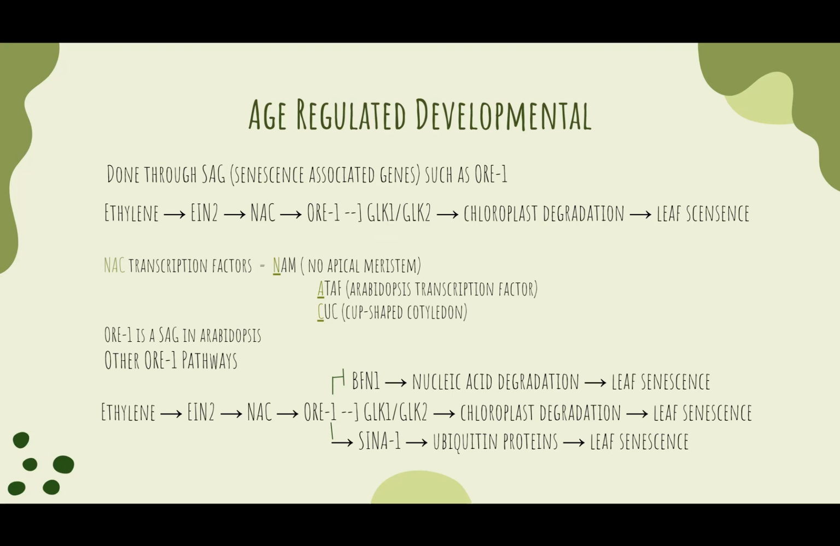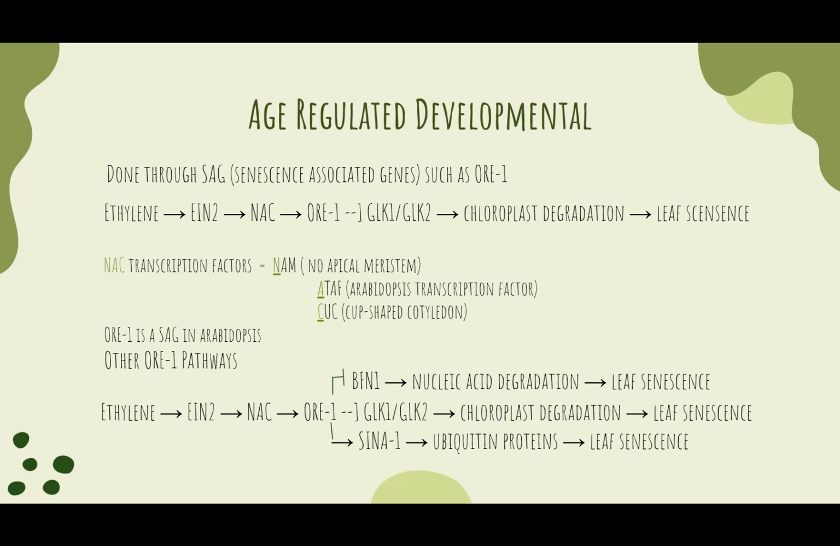Now, ORE1 can lead to leaf senescence by two more pathways. The first one is that ORE1 inhibits BFN1 gene, which leads to degradation of nucleic acids, thus leading to leaf senescence.